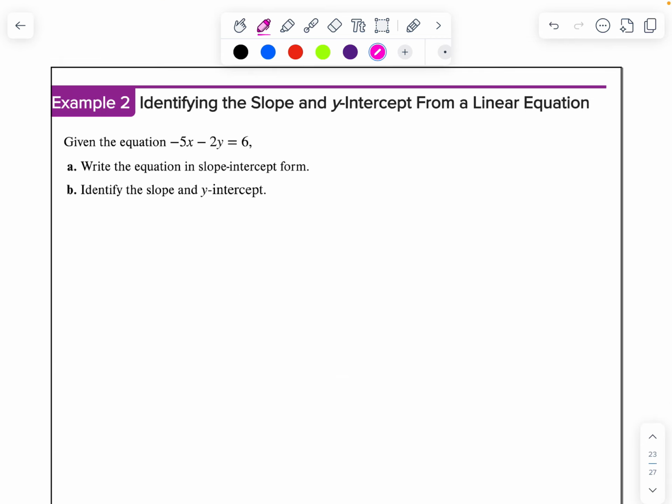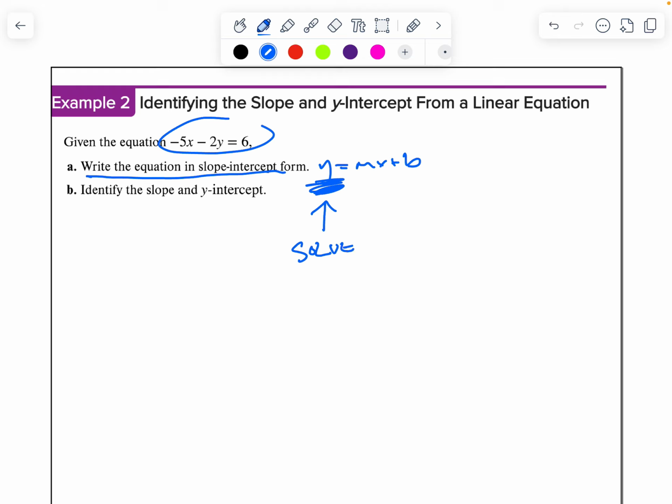All right, given the equation -5x - 2y = 6, first, write the equation in slope-intercept form. So we want it to look like y = mx + b. If it ever says write it in slope-intercept form, that's equivalent to saying what we really want to do is solve for y. We want to get y by itself. If you need a refresher on this, you can go back to the video about solving literal equations.